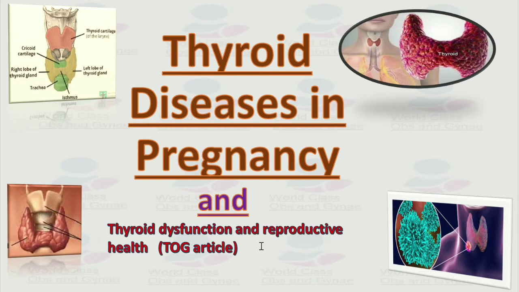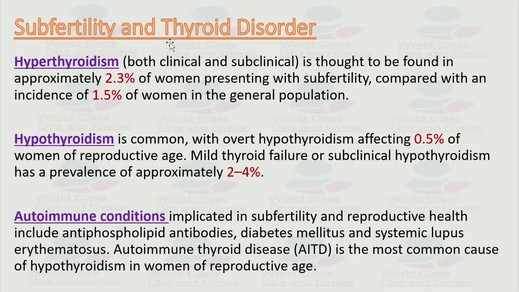Okay, so first of all, let us discuss subfertility and thyroid disorder. This is a very important point, specifically highlighted in the TOG article about thyroid diseases and reproductive health. Hyperthyroidism, both clinical and subclinical, is thought to be found in approximately 2.3% of women presenting with subfertility. This number is very important. 2.3% of women with subfertility are suffering from hyperthyroidism, compared with the incidence of 1.5% of women in the general population.